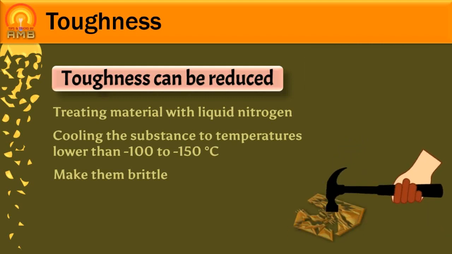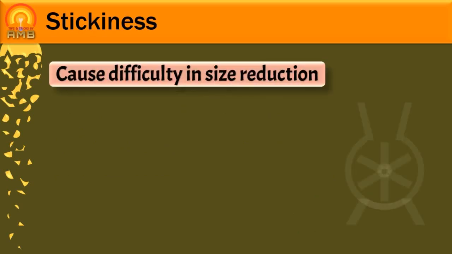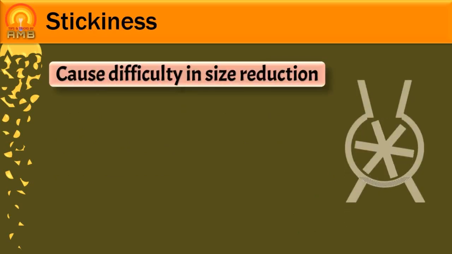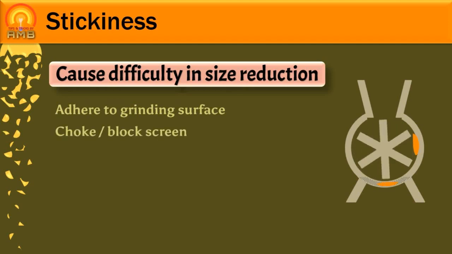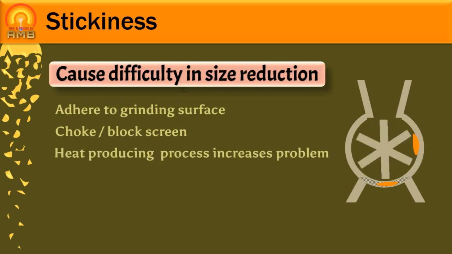Another factor is stickiness. Stickiness is a property that causes considerable difficulty in size reduction. If material adhere to the grinding surfaces or the meshes, screen may be choked. If the method used for size reduction produces heat, then size reduction of gummy or resinous substances may create problem in size reduction. Next is abrasiveness.